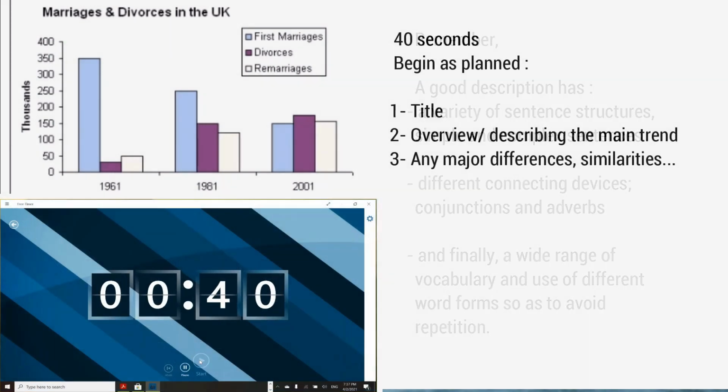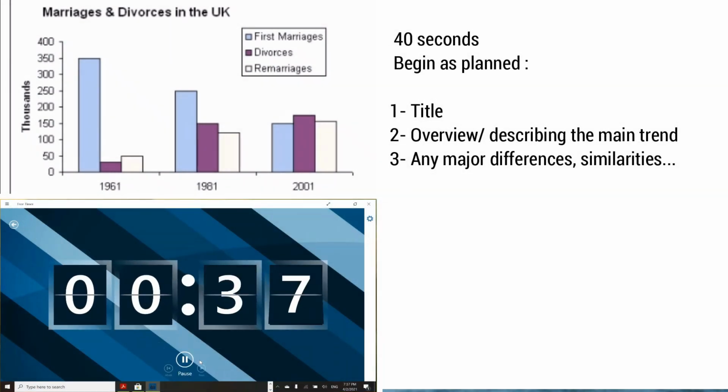The bar chart shows the marriage and divorce rate in the UK between 1961 and 2001. Overall, there was a steady fall in the number of marriages from 350,000 to 150,000 over the 40-year period, as opposed to a rising trend in both divorces and remarriages during the same period. It's important to note that the year 1961 saw a huge difference of 300,000 between marriages and divorces, while in 2001 the gap narrowed down considerably to only about 25,000.